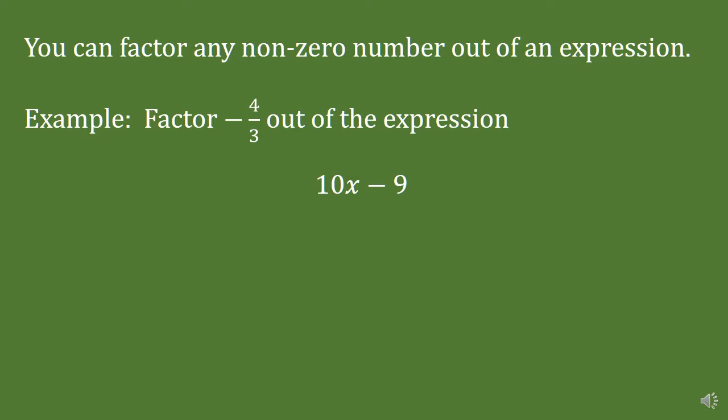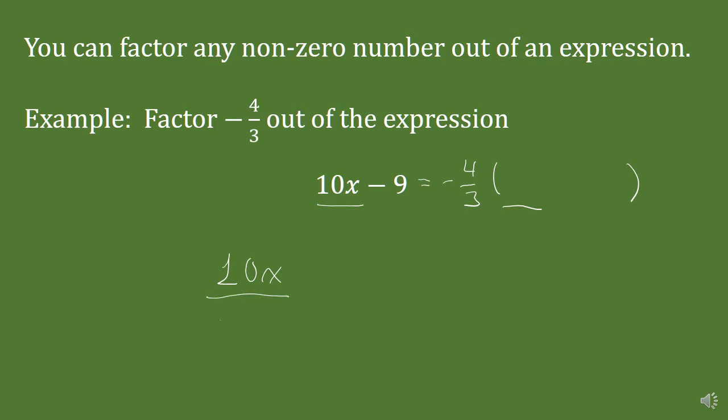Okay, next you can factor out anything you want. In this case, we're going to factor out negative 4/3. Not clear why we'd want to do that, but you can. So it's negative 4/3 times something, and then you need to put in something here. So if you multiply it by negative 4/3, you get 10x. So that's 10x.